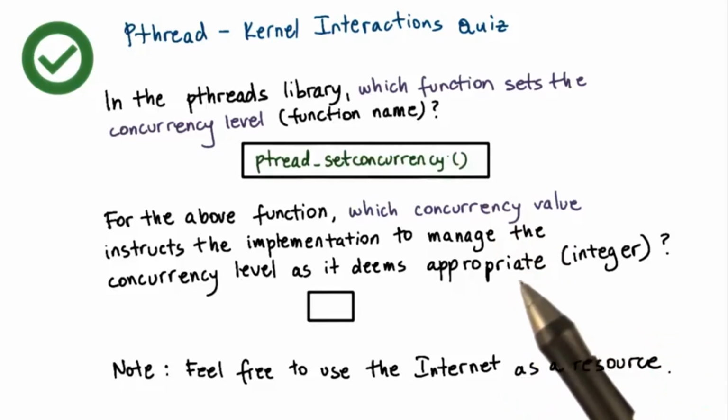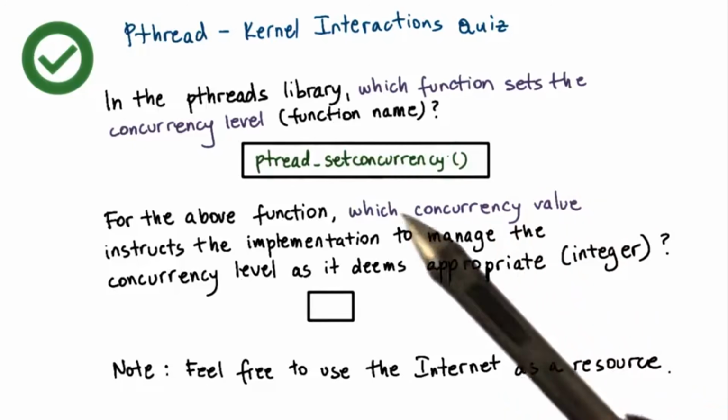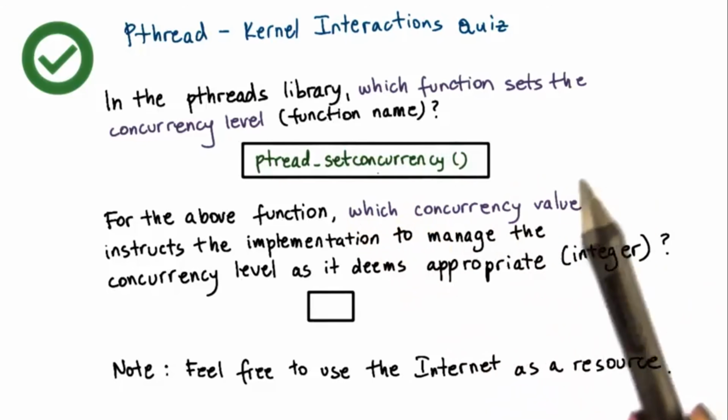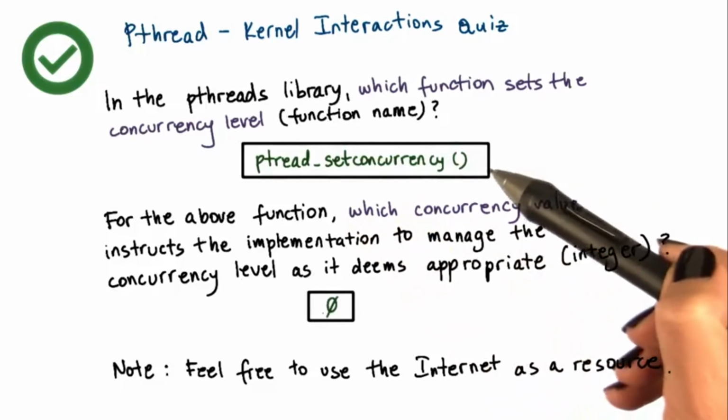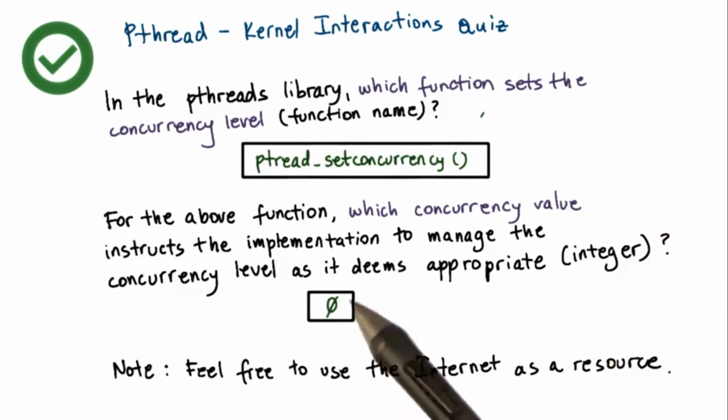The answer to the first question is a very straightforward pthread_setconcurrency function. You can see that you can specify an exact value or you can pass a 0, which will mean that the underlying manager should decide how to manage the concurrency level for the particular process.